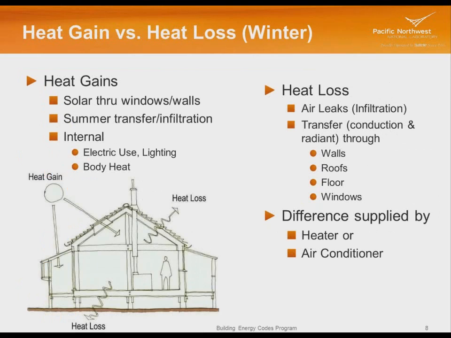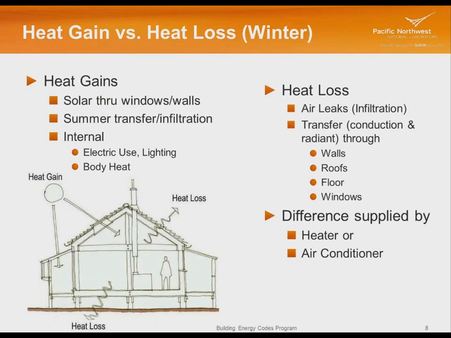So let's talk about this idea of heating and cooling, and it's based on heat gain versus heat loss. Heat loss occurs in the winter. Heat gain occurs in both the winter and summer weather conditions. So heat gain occurs, solar gain is the sun shining through the windows or shining on the walls, and eventually that heat makes its way into the building. There's also summer transfer and infiltration. So we've got heat transfer through the walls where heat is coming into the building. We have internal gains, electric use in the building, lighting, equipment, computers. We have body heat.